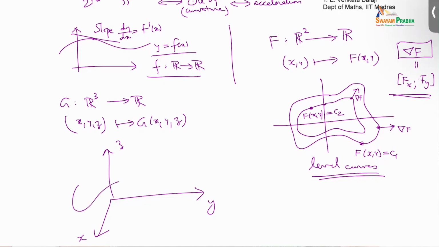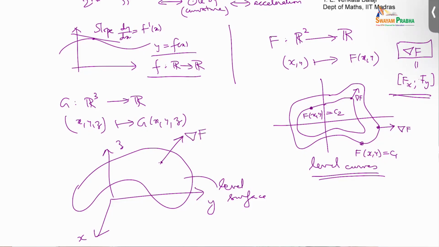And what's going to happen? The same old thing. If you take the gradient, it's going to be the normal to the level surface. That's all. So you get a surface like this, and this is a level surface. At any point, you have the normal to that, which is given by the gradient. And this level surface is given by f equal to constant. So here again, only the normal comes.